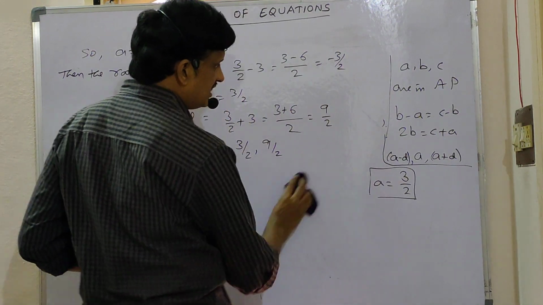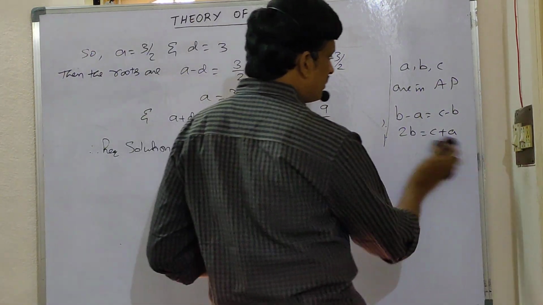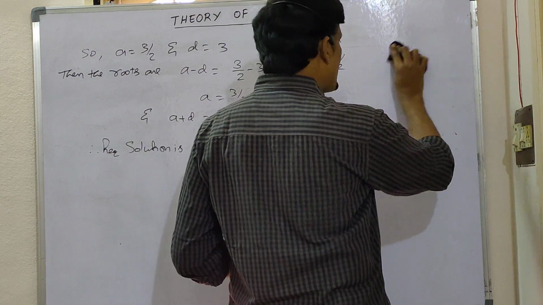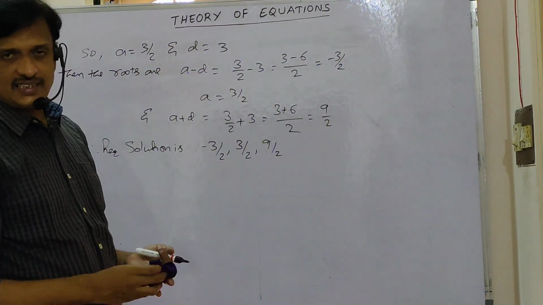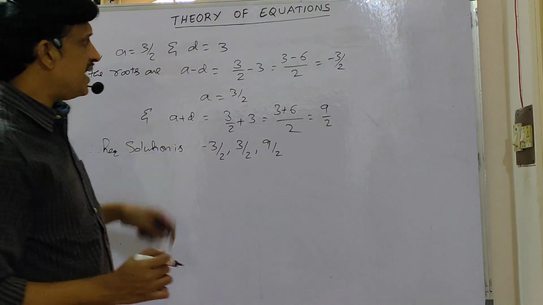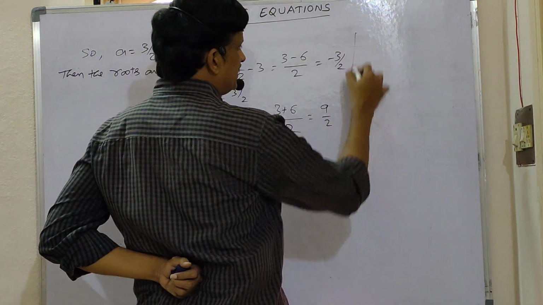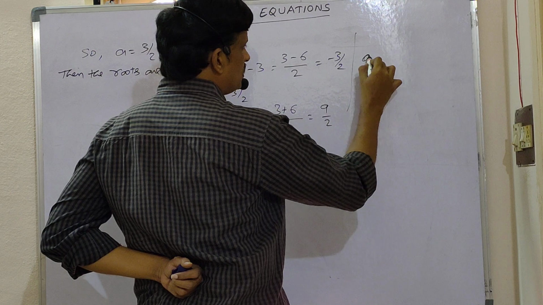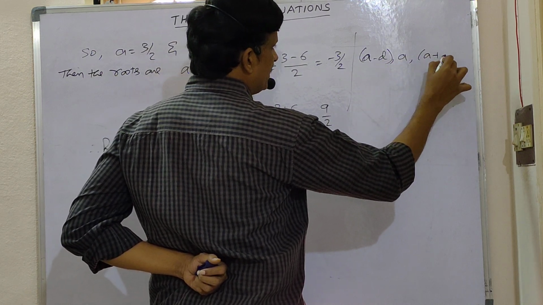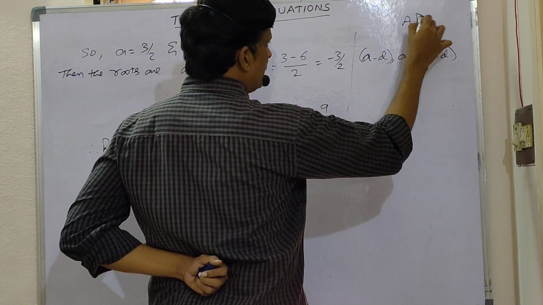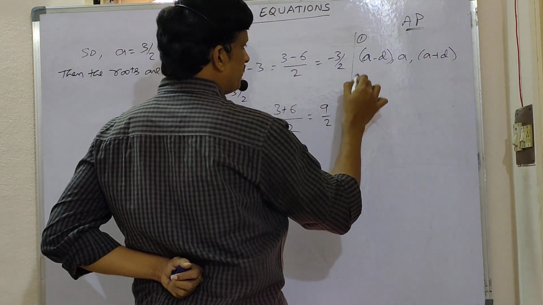So here the given condition is roots are in arithmetic progression. So let us assume that the roots are A minus D, A and A plus D. Then you will get this easily. So when the roots are in AP, remember these steps here. Let the roots be A minus D, A and A plus D. This is the first step.